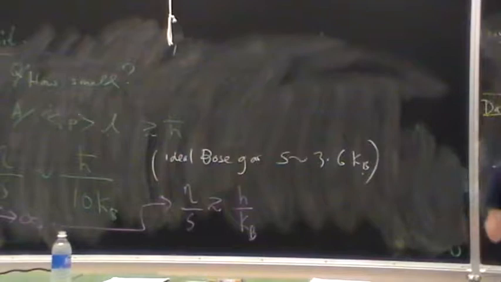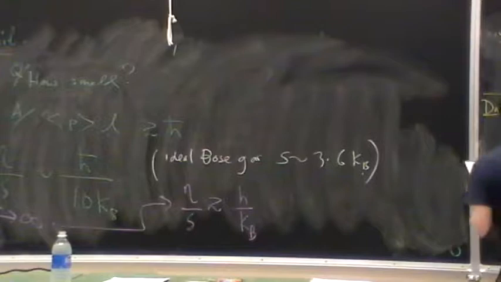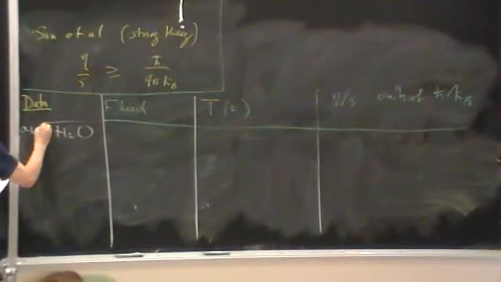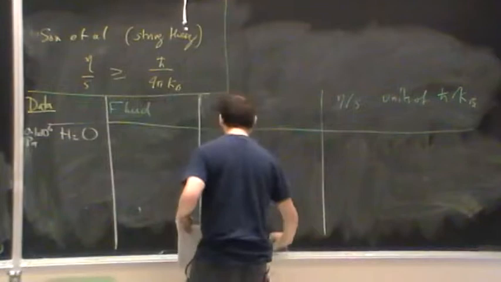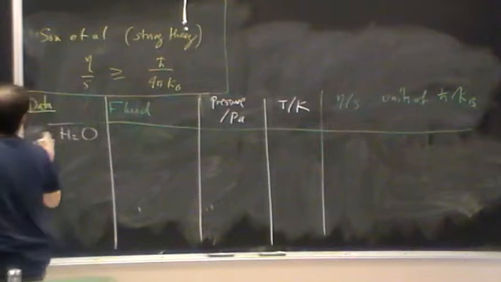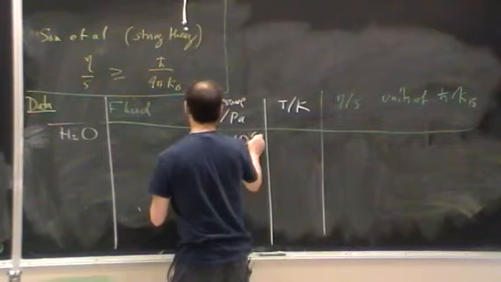So let's see, is there any support for this idea that there is some lower bound on the viscosity? So here I'm going to draw for you the fluid, the temperature, and eta over S in units of h bar over k_B. And let's have a look at what we get. The first fluid is water, H2O, and we're going to do this at 1.1 times 10 to the 6 pascals. I should put in the pressure here. So let me put in temperature in Kelvin, pressure in pascals. So here I have 0.1 times 10 to the 6, temperature 370 degrees Kelvin, and then this is H2O.